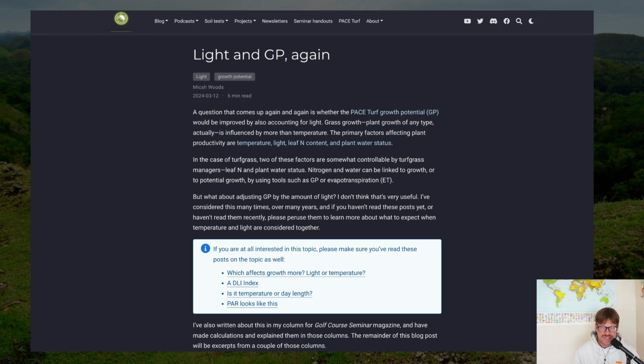temperature combined with light. Because the PACE Turf growth potential, which I'm sure most people are quite familiar with, only covers temperature. The PACE Turf growth potential takes the average temperature, the average air temperature for a day, or for a week, or for a month, whatever time period you like to consider it for. I generally will calculate this on a daily basis and then average it over a week, or calculate it on a daily basis and average it over a month.